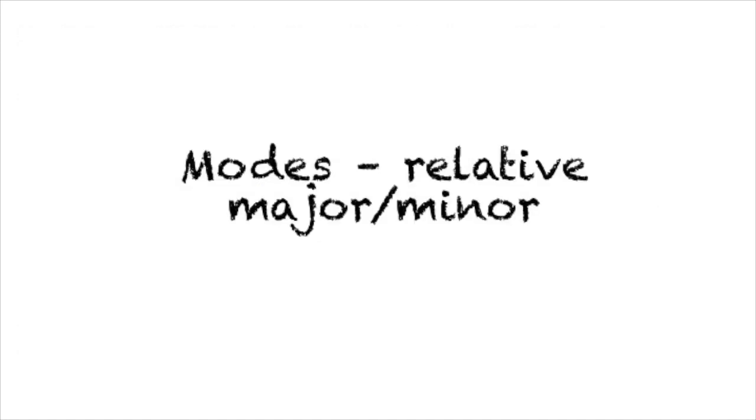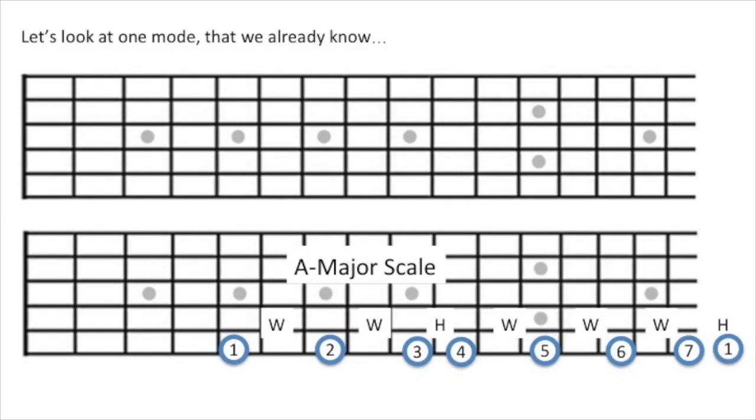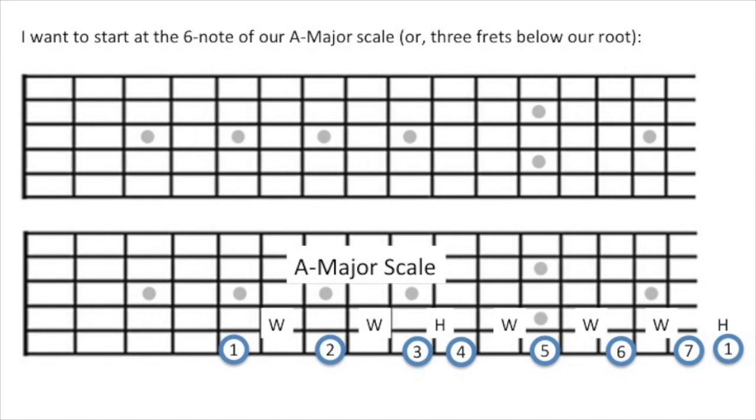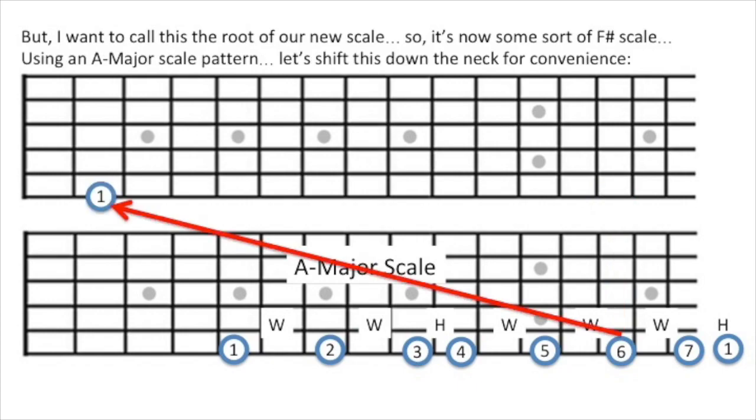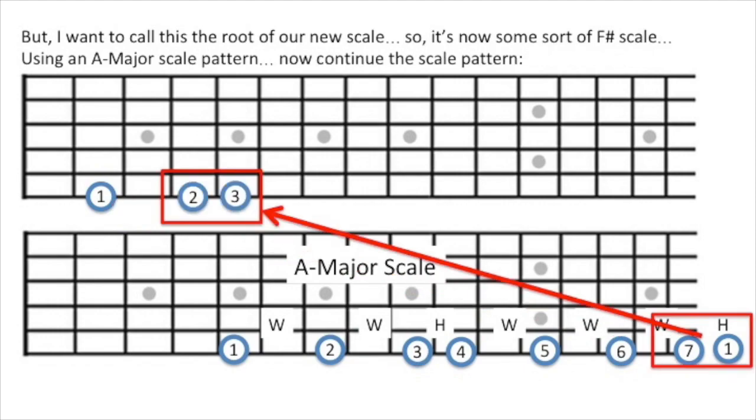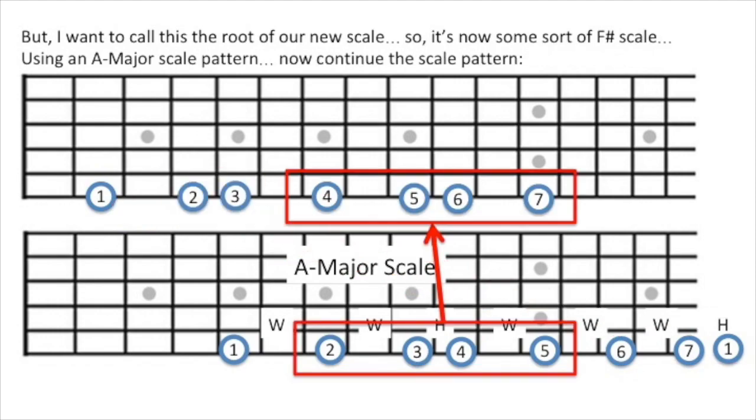For another example of modes, let's review relative major and minor scales. Here's the A major scale. I'm going to make a new key and scale, starting at the 6th note of this A major scale. That's F sharp. So, it's some sort of F sharp scale. Let's shift this down the neck for convenience. Now we'll continue transferring the other A major notes. There.